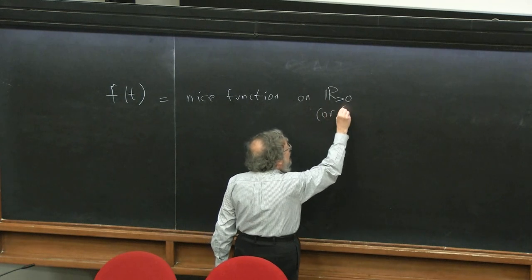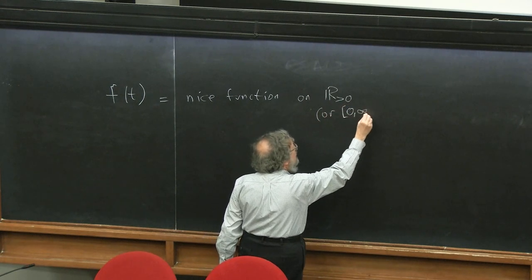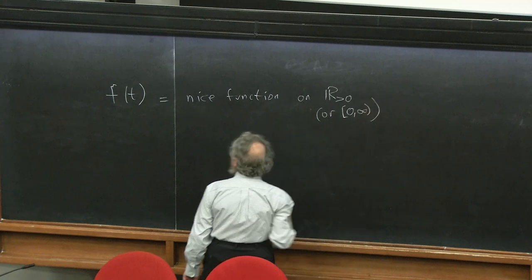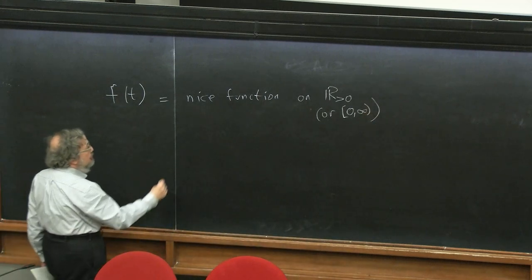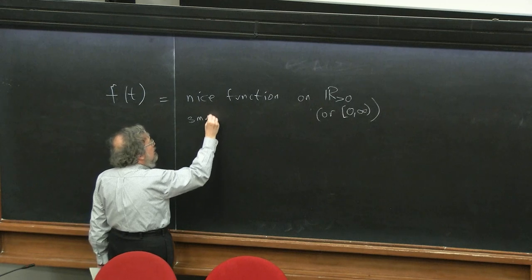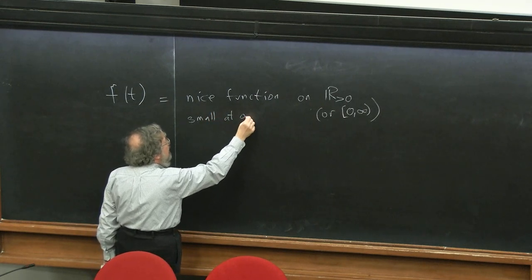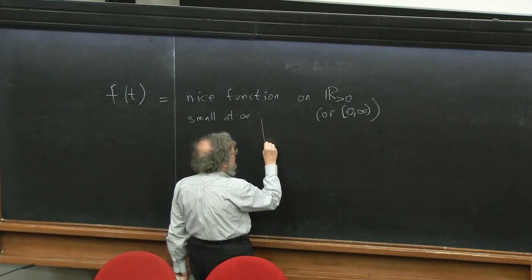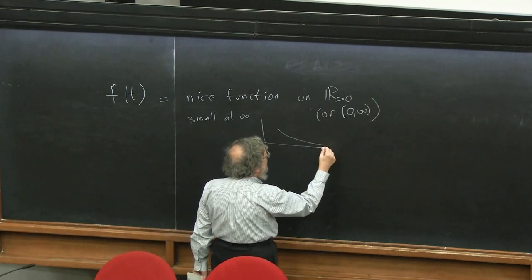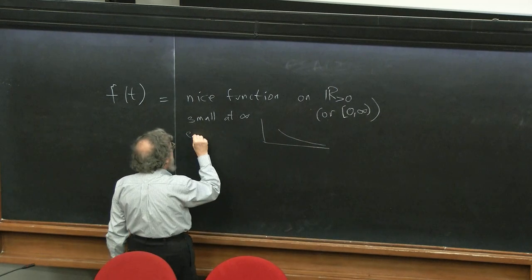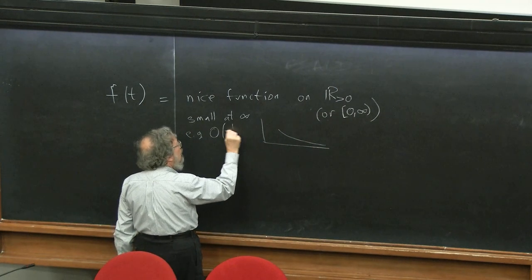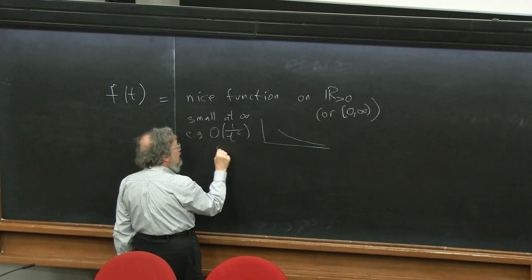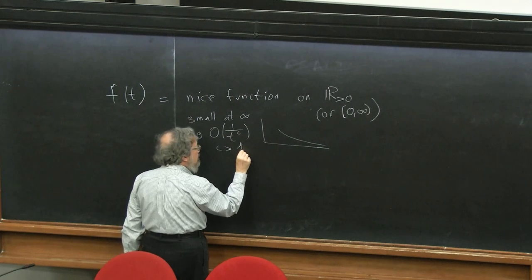t greater than or equal to zero, of course, there are two notations, t greater than or equal to zero, or as an interval. And nice means it's small at infinity, and has reasonable continuity properties. I think continuous is good enough. In practice, all the functions that actually come up are given by a formula, and they're analytic, they're C infinity functions. And small at infinity means it's small enough, e.g., it might be 1 over t to a power c, where that power is bigger than 1.